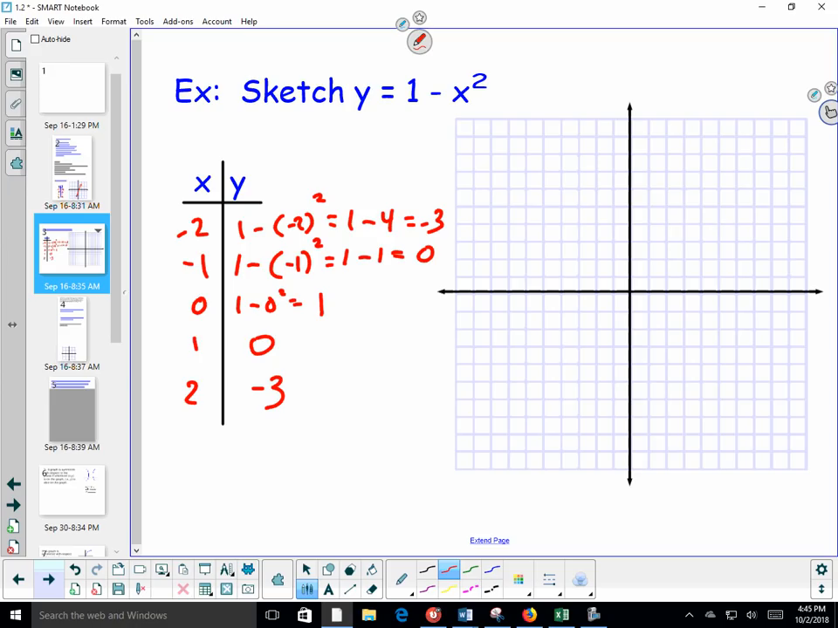Now plotting these points, -2 goes to -3, -1 goes to 0, 0 goes to 1, 1 goes to 0, and 2 goes to -3. Then I would connect these with a nice smooth curve, and this is actually going to be a quadratic function of parabola shape. All right.